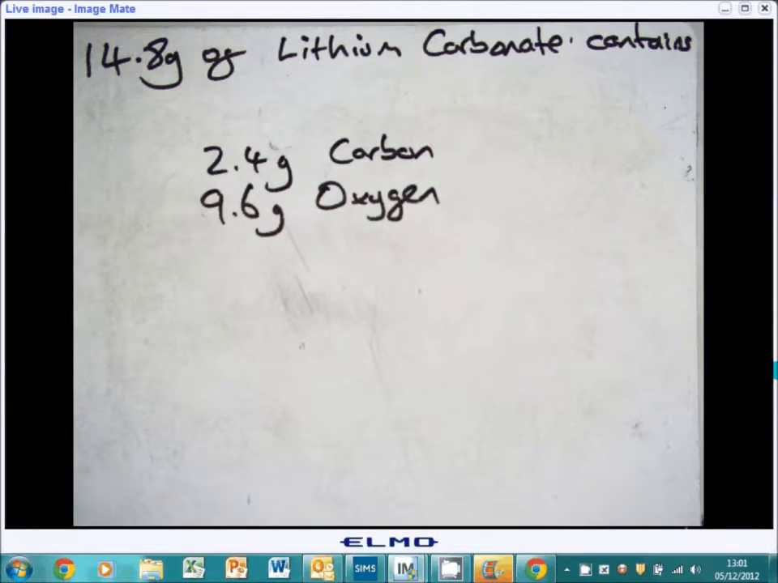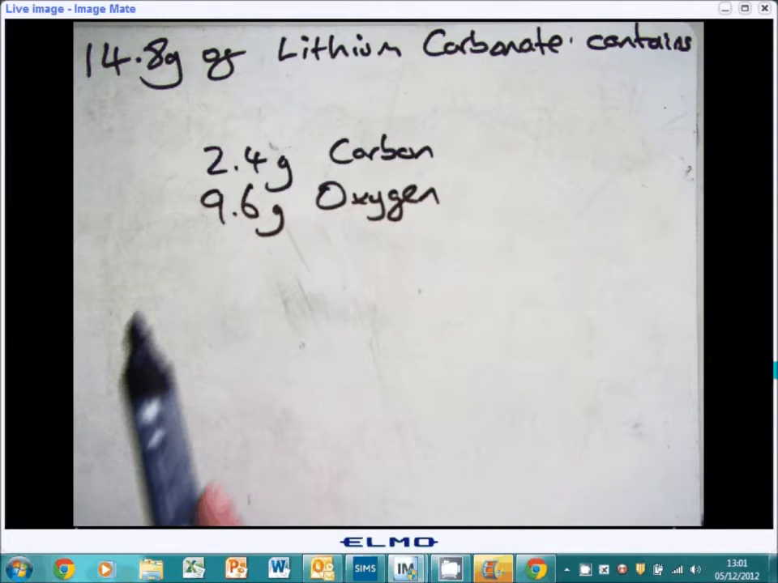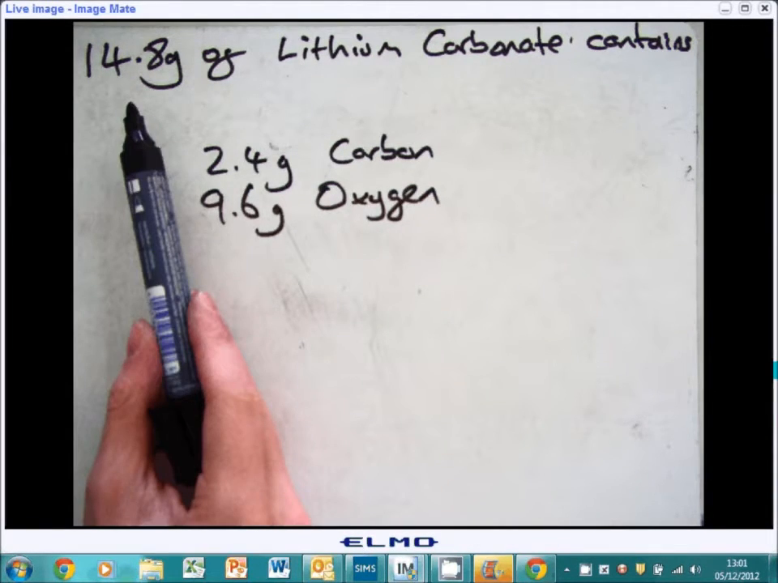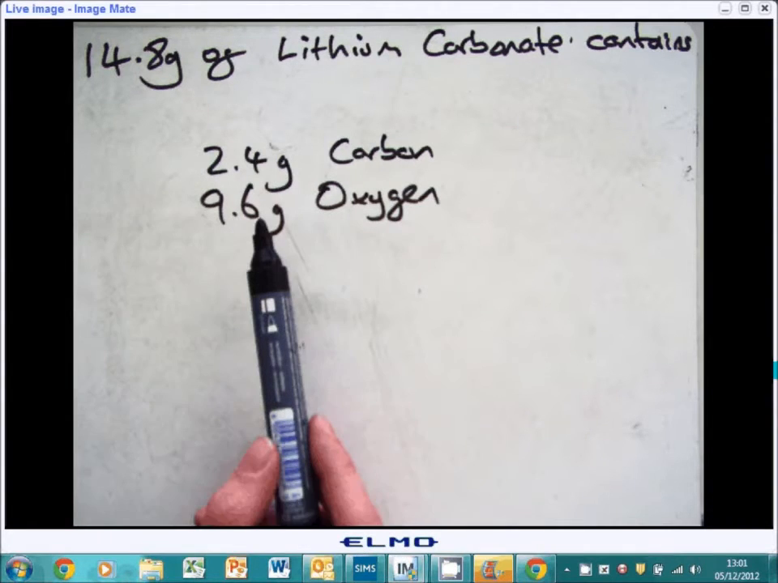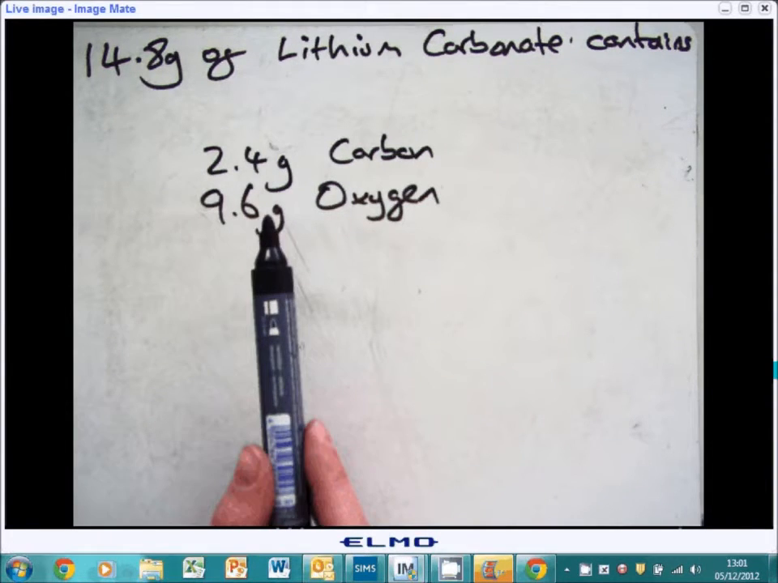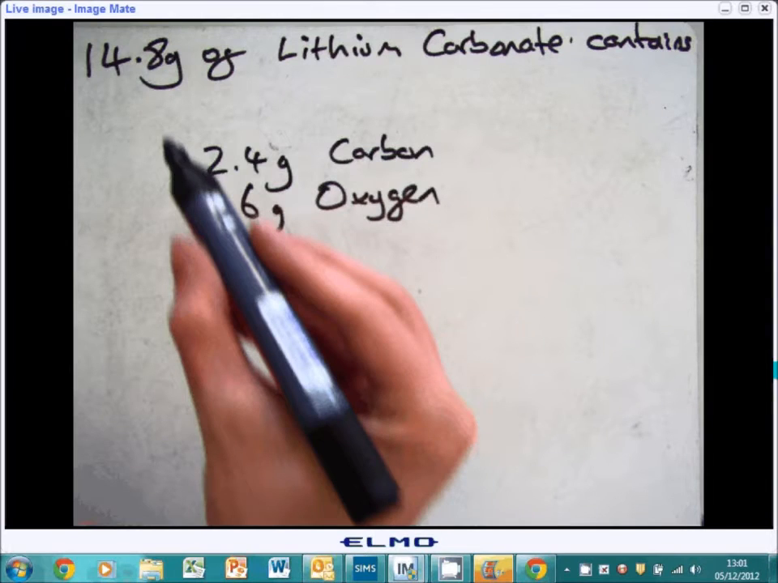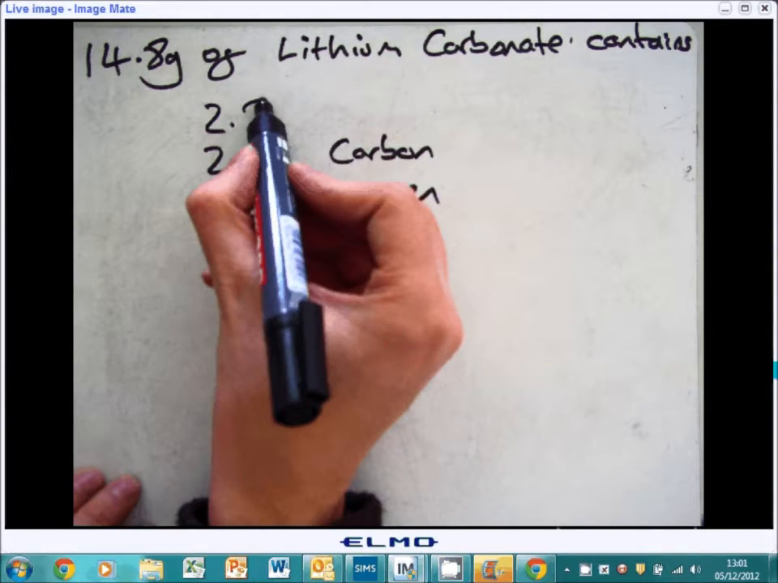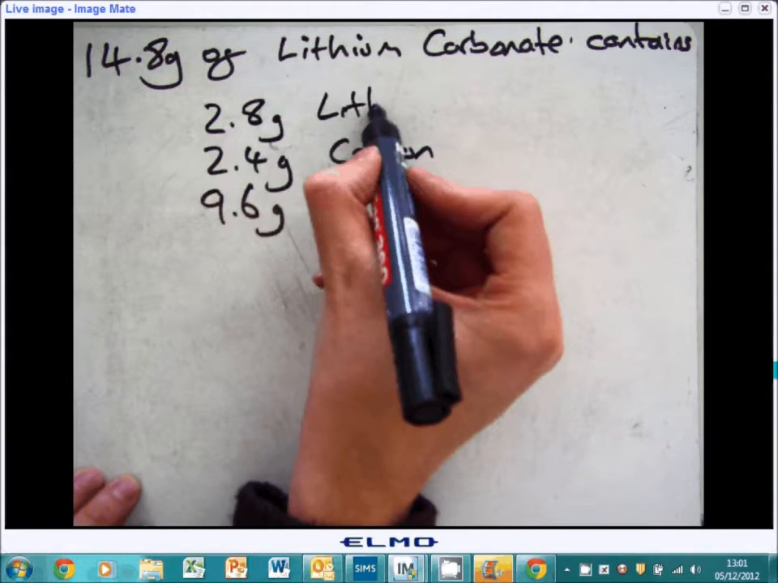Another question could well be 14.8 grams of lithium carbonate contains 2.4 grams of carbon, 9.6 grams of oxygen. And it might ask you to work out the empirical formula of lithium carbonate. What you need to first of all find out is how much lithium we have in the compound. So we know that we've got 14.8 grams in total, 9.6 of that is oxygen, 2.4 is carbon. So take both of those away and you get 2.8 grams of lithium.